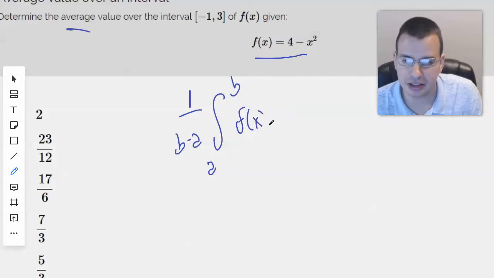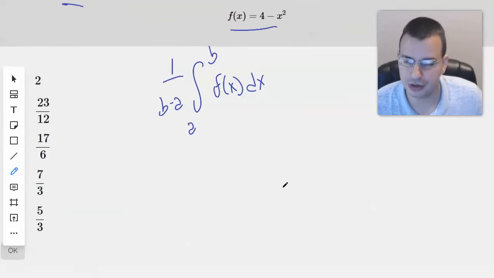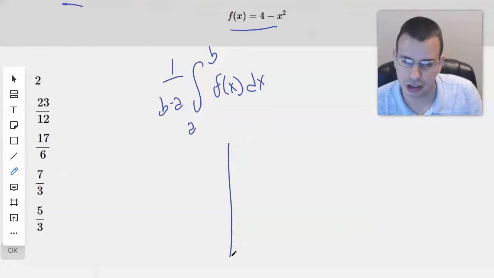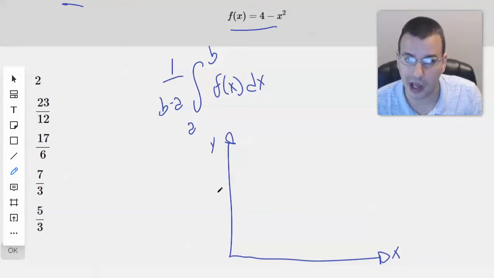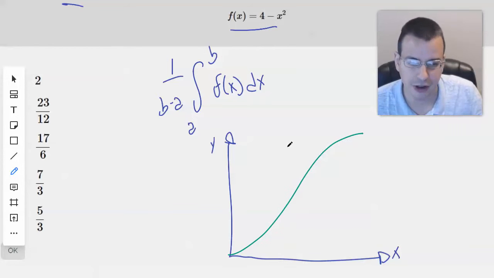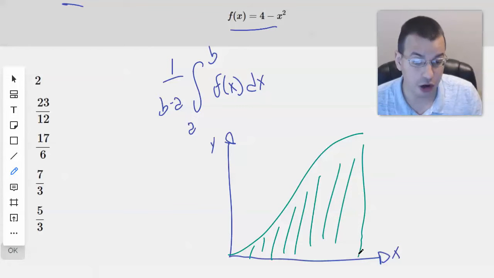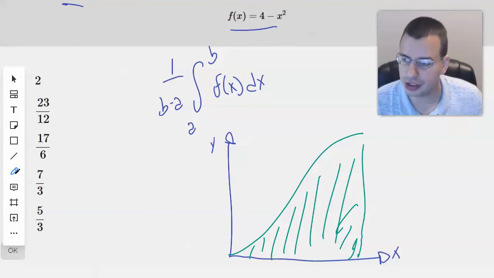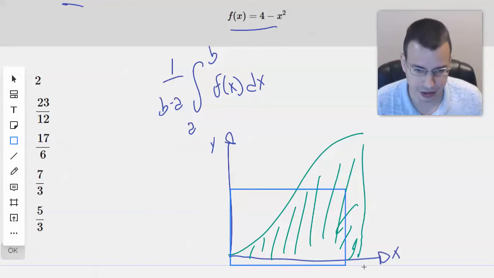So the mean value theorem is something along the lines of 1 over b minus a, integral of f of x dx. Or, in a more intuitive sense, you have an x-axis, a y-axis, and then some sort of f of x, a graph, something kind of like such. When you take the integral of it, you get an area. And it's like, all right, we're going to squish that area down and turn it into a box.